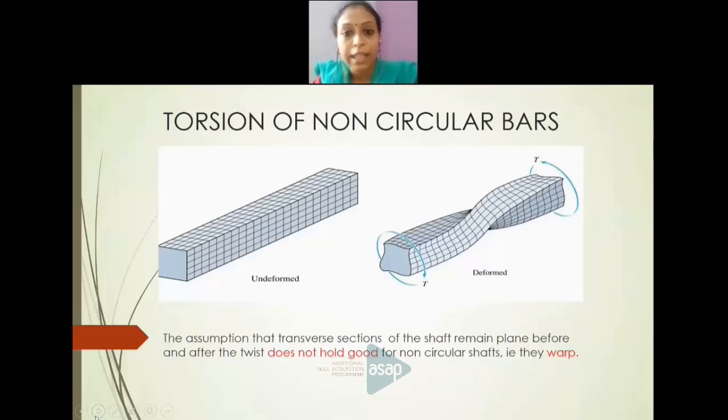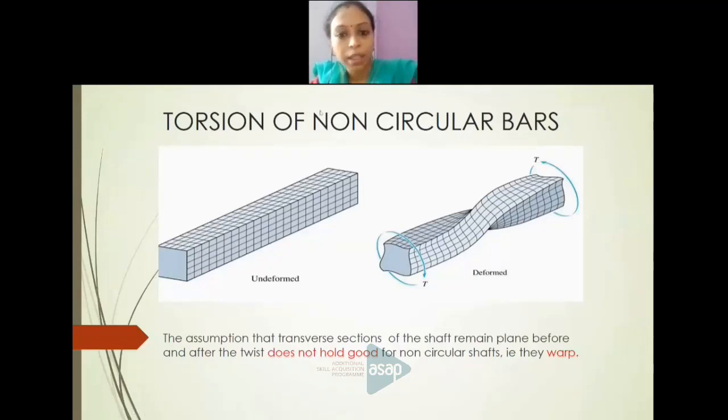The assumption that transverse sections of the shaft remain plane before and after the twist does not hold good for non-circular shafts. What does this plane section mean? Here in the rectangular shaft, you can see the entire shaft can be divided into some grids. If you take one line which runs from top to bottom, before twist and after twist, that means in the undeformed condition and the deformed condition, are they the same? No, they are not the same.